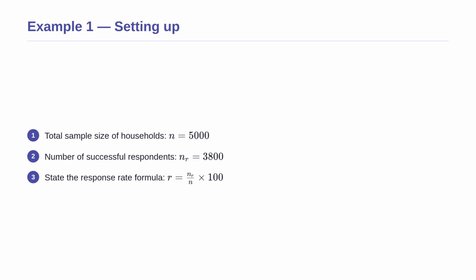We need to calculate the response rate and determine if this survey meets the strict reliability threshold required for official statistics. We start by identifying our given values and stating the standard response rate formula. We know our total sample size N is 5,000 and our successful respondents N subscript R is 3,800.